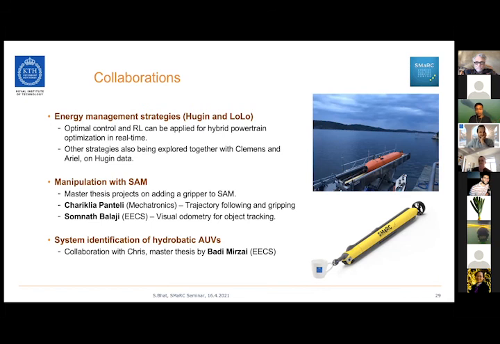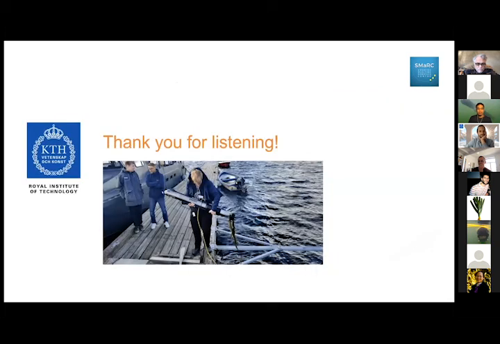And when I was talking about this adaptive control and system identification, I'm collaborating with Chris here, and we're supervising a master thesis by Badi from ECS, who's working on using Lagrangian neural networks to learn a model of an AUV which looks like Sam. So these are all the things that have been happening so far. So right now I have some exciting results with MATLAB and MPC, and I'm now working really hard on getting that to run with Python and ROS and on the actual hardware.